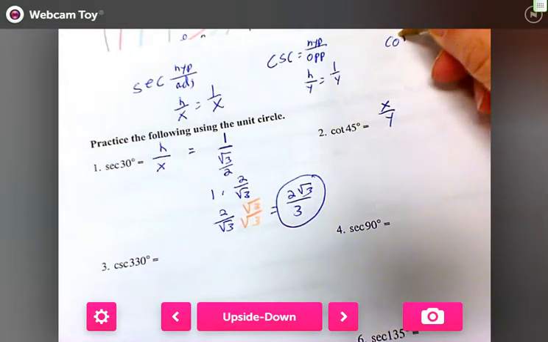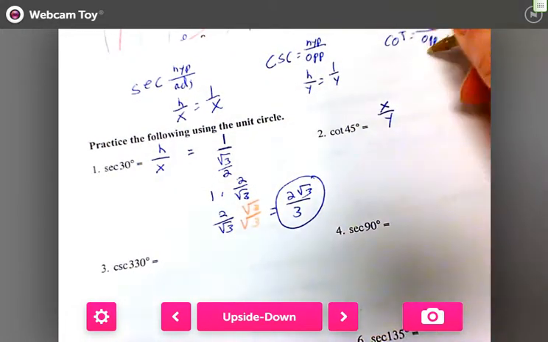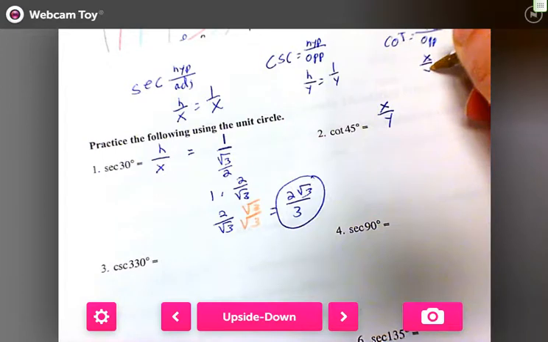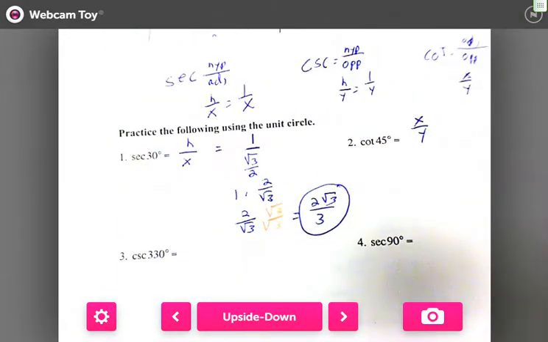Cotangent is adjacent over opposite, which is going to be x over y. Does that help? We'll see.